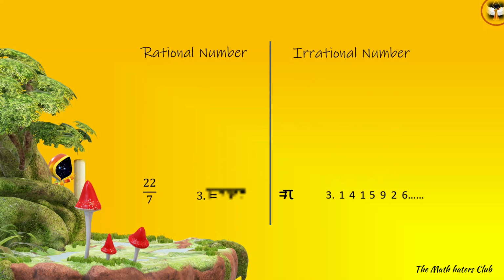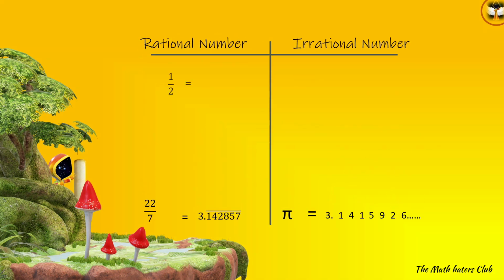To understand what is a rational number, just two numbers are enough. One is 1 by 2. What is the answer for that? 0.5. So the answer has ended, there is no repetition, nothing. Answer is 0.5. And this kind of a number which is not repeated but ended is called the rational number.